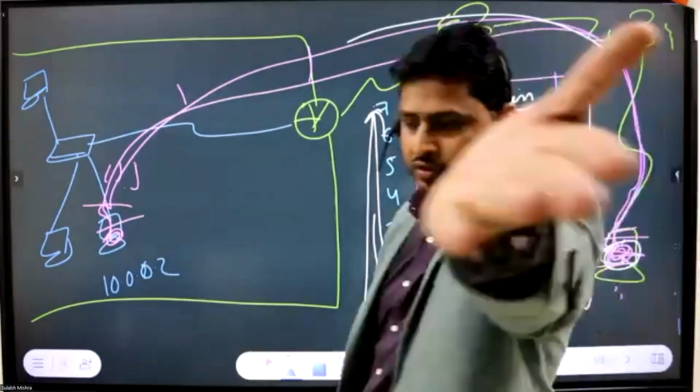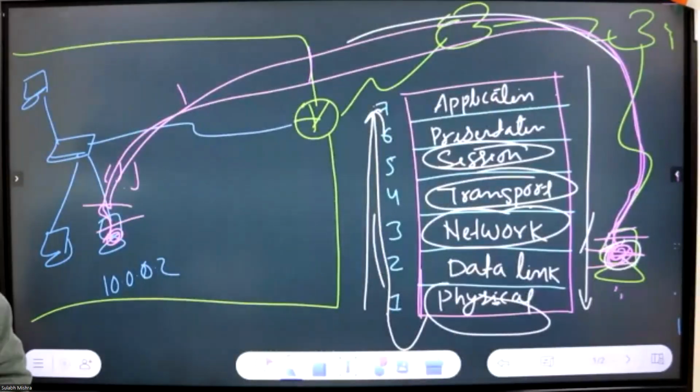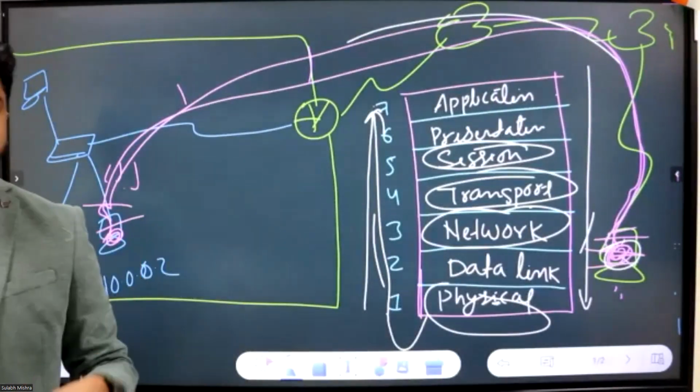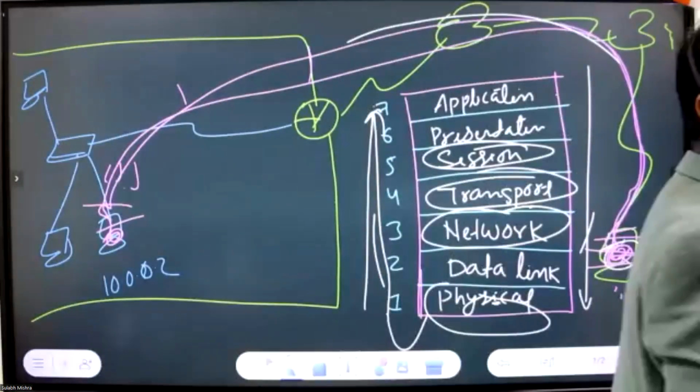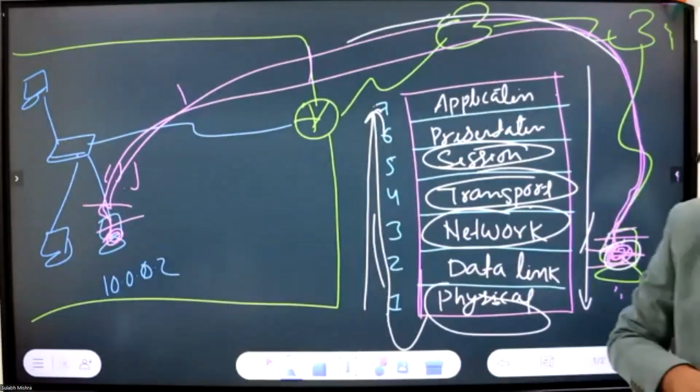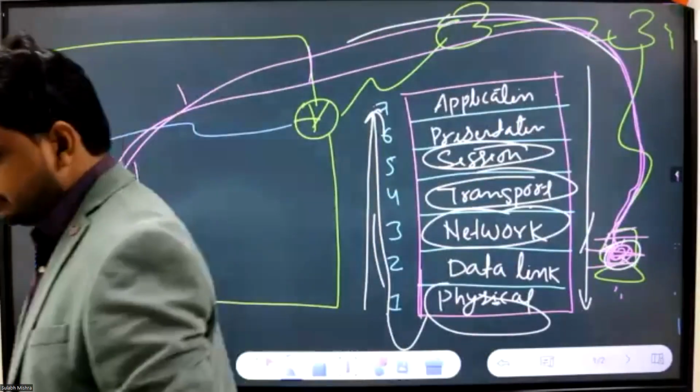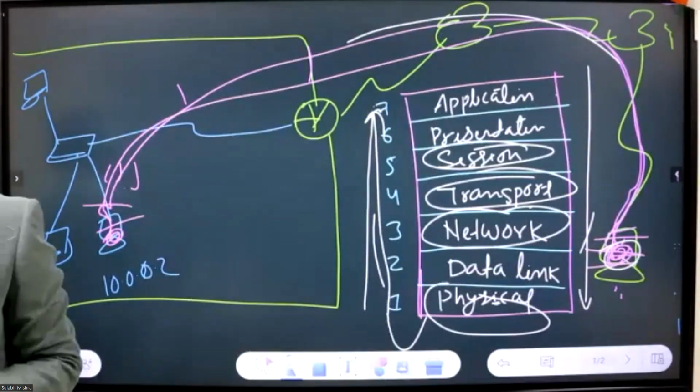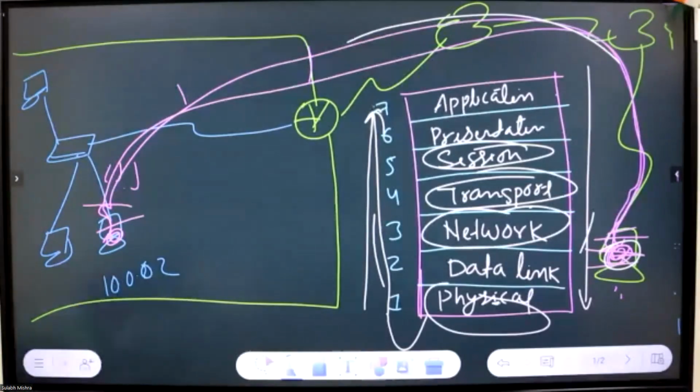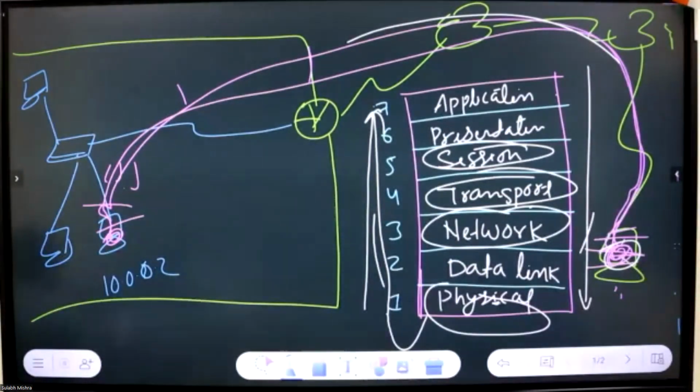Let's write what is OSI model. OSI, data transfer. OSI stands for Open System Interconnection, which is the reference model.